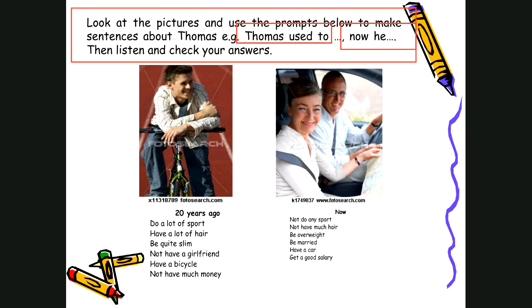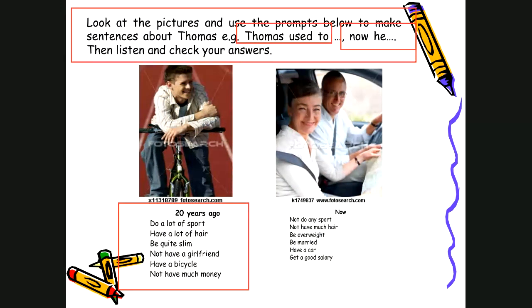Twenty years ago: do a lot of sport, have a lot of hair, be quite slim, not have a girlfriend, have a bicycle, not have much money. And now: not do any sport, not have much hair. He's overweight now. He's married, he has a car, and he gets a good salary.